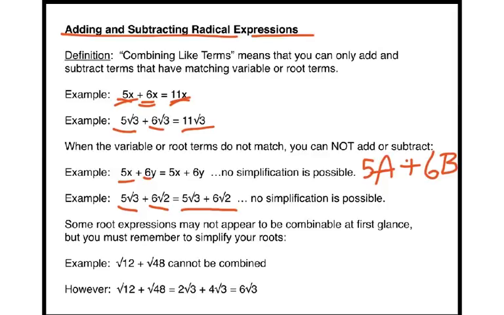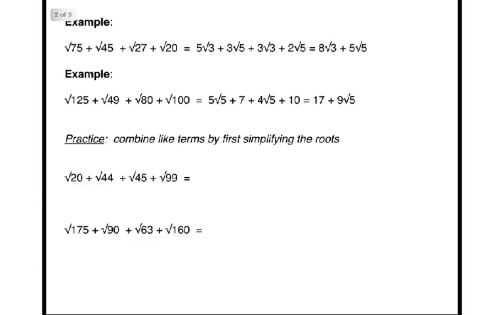Now, some root expressions may not appear to be combinable at first glance, but you must remember to simplify your roots. For example, root 12 plus root 48, well, those are different roots, so we cannot add them together. That would be like apples plus bananas. However, root 12 is actually equal to 2 root 3's. And root 48 is simplifiable to 4 root 3's. So actually, I have 2 root 3's plus 4 root 3's, and that is 6 root 3's. And it simplifies quite a bit.